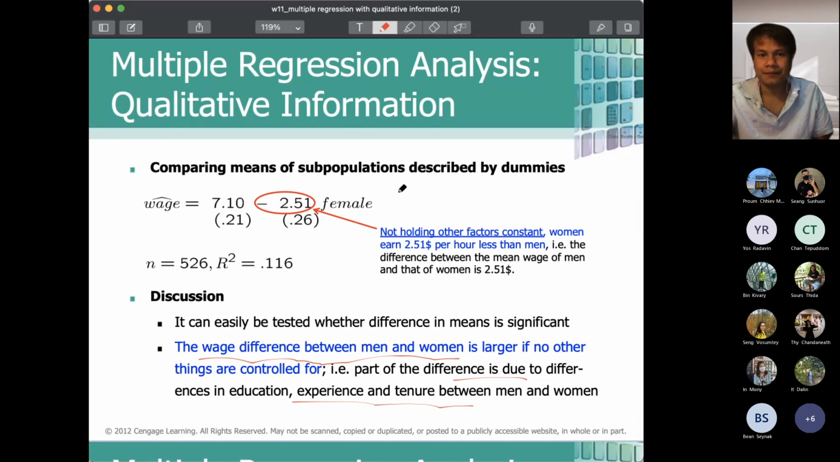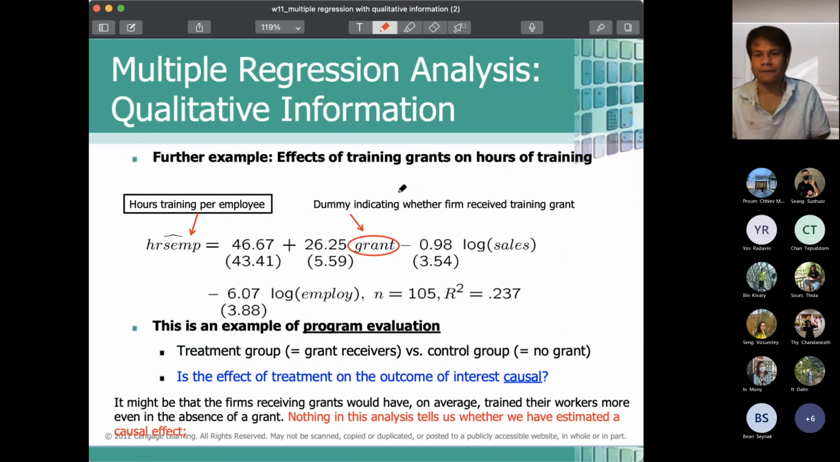Next, then, here is another example, right? Here we look at the effect of a training grant on hours of training, right? So here we have a dummy indicating whether the firm received a training grant or not. And this is the hours of training per employee. We also control for sales and number of employees. All right. That is an example of program evaluation. That's most of my job. I do this. Most of my research, my external work, I do this. Evaluate the program. All right.